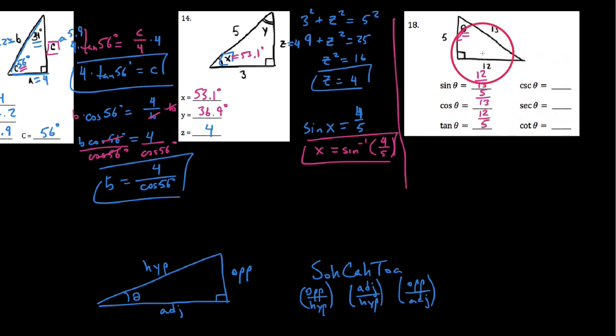So keeping that in mind that these are our initial ratios, then these must be our reciprocal ratios over here. And just keeping in mind also that cosecant's the reciprocal of sine and secant's the reciprocal of cosine. They're not always listed in this nice convenient order where they're across from one another. So just be mindful of that.